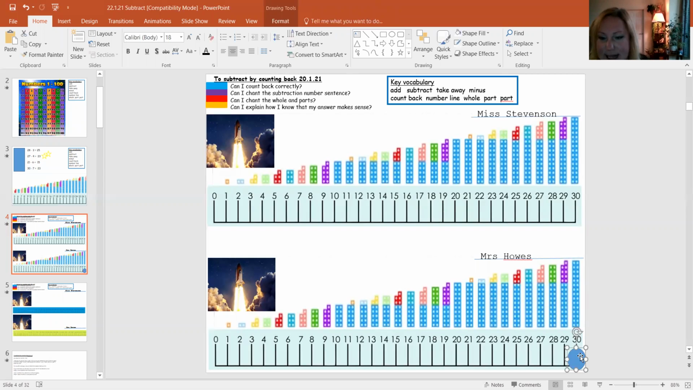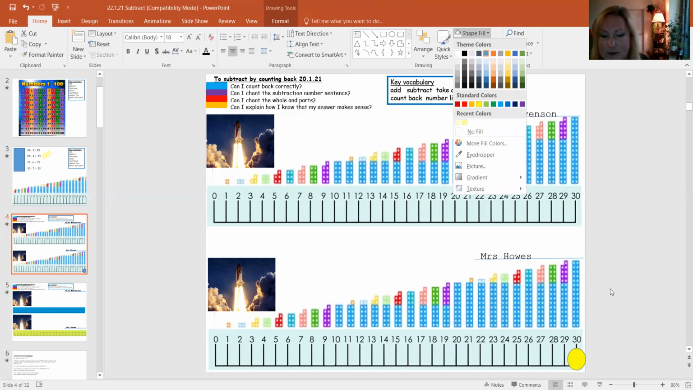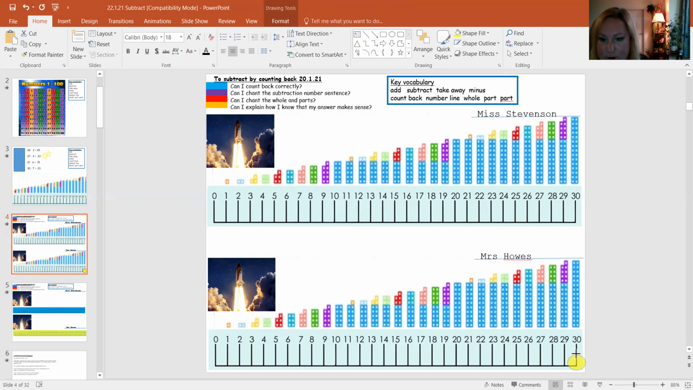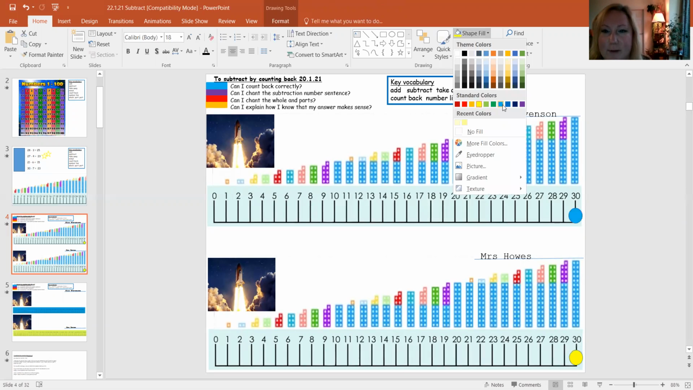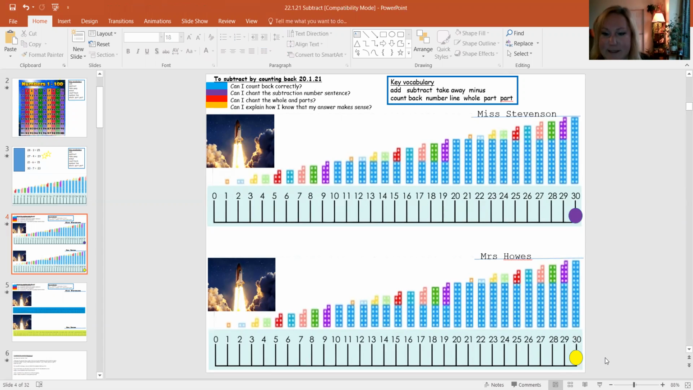Okay, so here's Mrs. Howes. I think she likes the colour yellow. So I'm going to pretend we've got a small yellow circle toy for Mrs. Howes. And I'm going to give me, well, you know I like the colour blue. So I'm going to do, blue doesn't show up as much. I'm going to do purple. Okay. So Mrs. Howes has gone first.